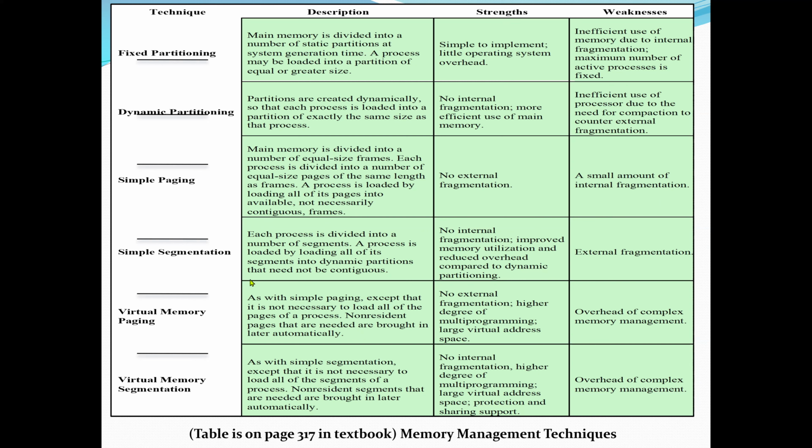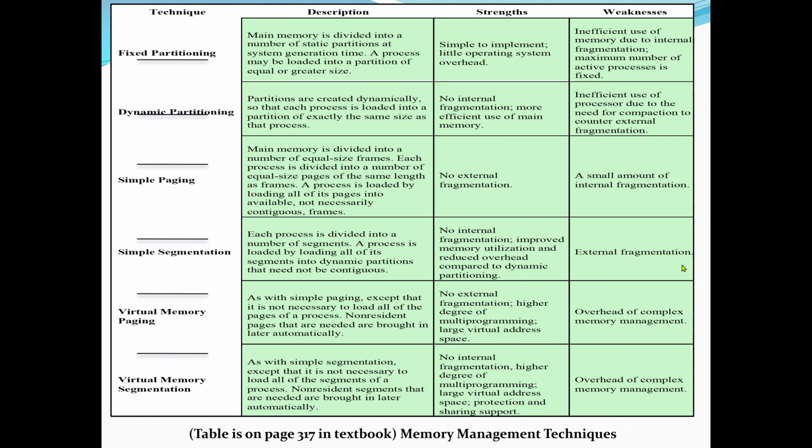Then we have simple segmentation. Here each process is divided into a number of segments. So the process is loaded by loading all of its segments into dynamic partitions that need not be contiguous. Also, there's no internal fragmentation for this. And this also improves memory utilization and reduces overhead compared to dynamic partitioning.